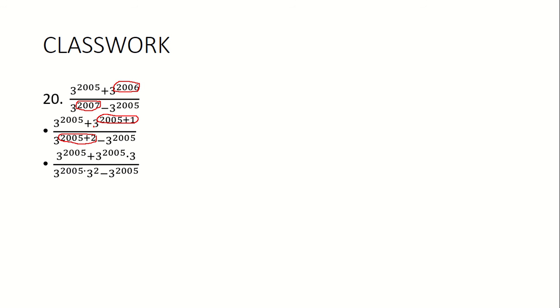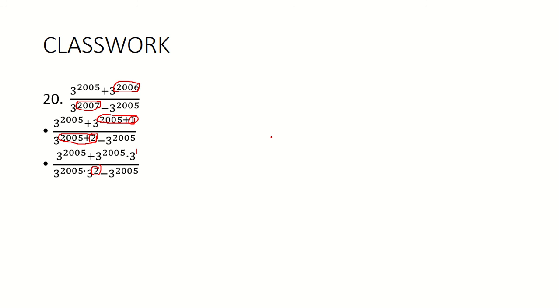Alright, so basically whenever I added exponents, it means I multiplied the same bases. So reverse this exponential law. When exponents are added, it means I multiply the same bases. So basically I multiply 3 to the exponent of 2005 with 3 to the exponent of 1. Here it means I multiply 3 to the exponent of 2005 with 3 to the exponent of 2. And I still have that.